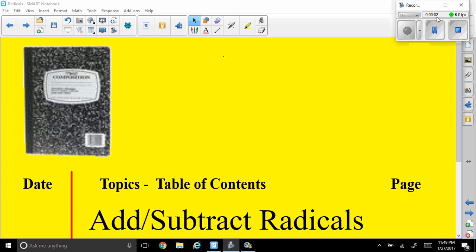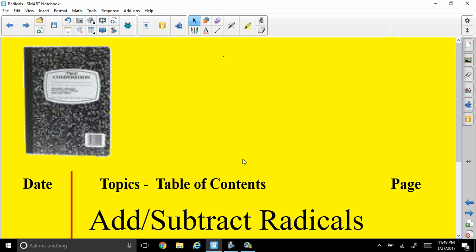Hello, ladies and gentlemen. This is Dr. Robinson, and we're going to continue our studies. We are talking about adding and subtracting radicals. So, let us get started.